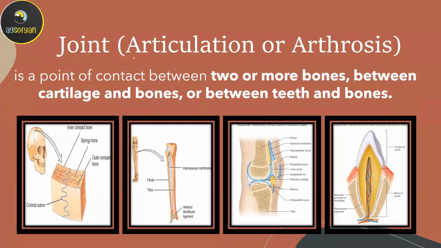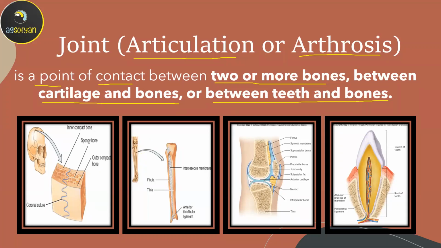Joints, or articulations, or arthrosis, is a point of contact between two or more bones, between cartilage and bones, or between teeth and bone. So basically, a joint is a point of contact between bones and other bones.